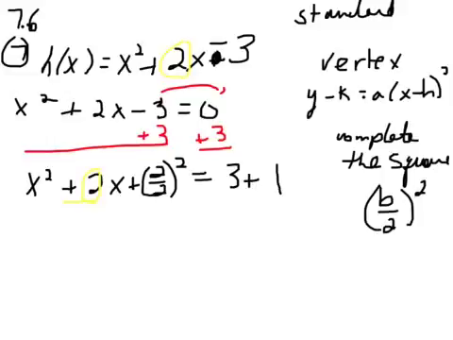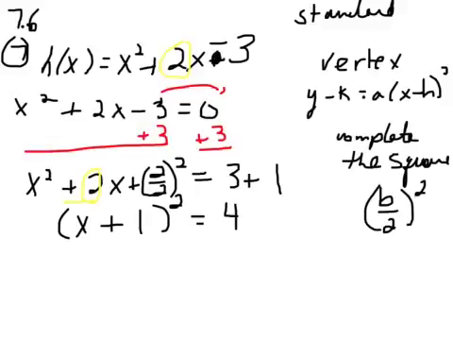Now, what that did when I added that b over 2 squared to both sides, it turned the left-hand side into a perfect square. That perfect square, I'll always write x, and then inside of the parentheses where I added the b over 2 squared, 2 divided by 2 is positive 1. So I'm going to put a plus 1 squared. Whatever's in the parentheses is what you write there on your perfect square. Now on the right-hand side, 3 plus 1 is 4. Okay?